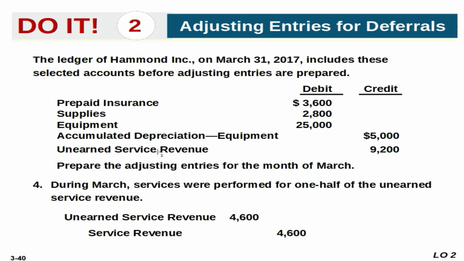So that's it for deferrals. Hopefully this example helped you or will help you with the understanding of deferrals.